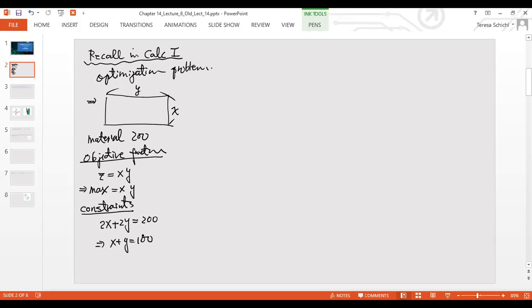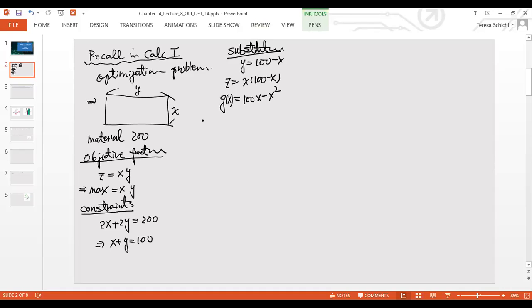In Calculus 1, the next thing we did was a substitution. I can change y to 100 minus x, then substitute y back into my objective function. My objective function becomes x times (100 minus x), so this turns into a function of x: 100x minus x squared. I want to maximize this.